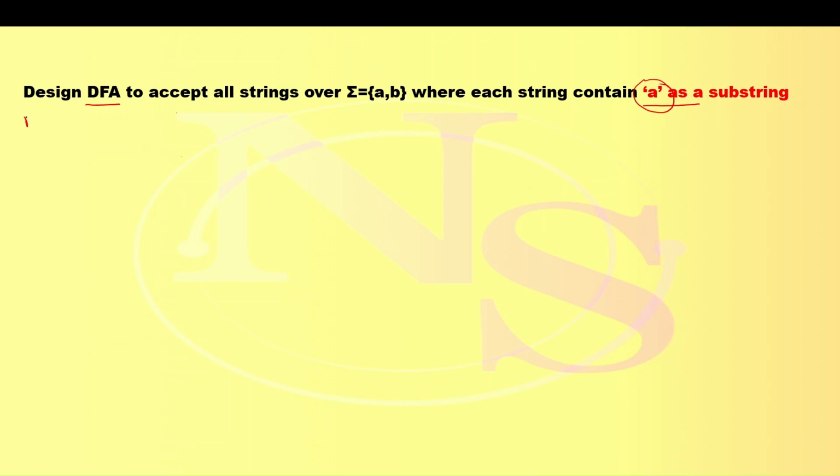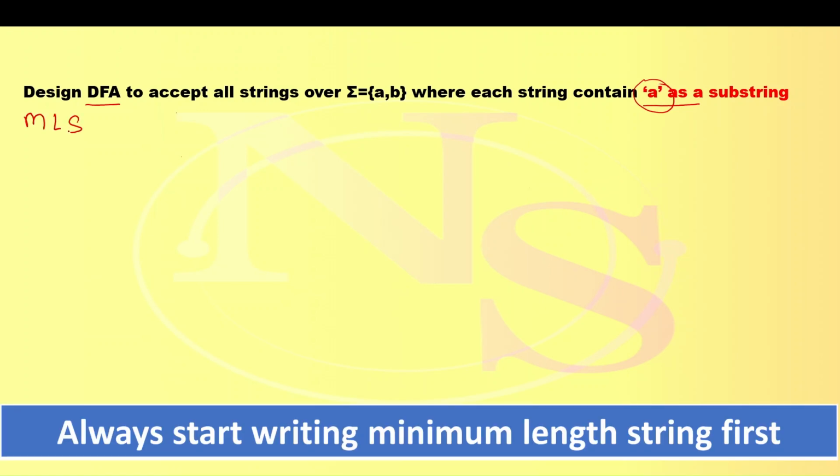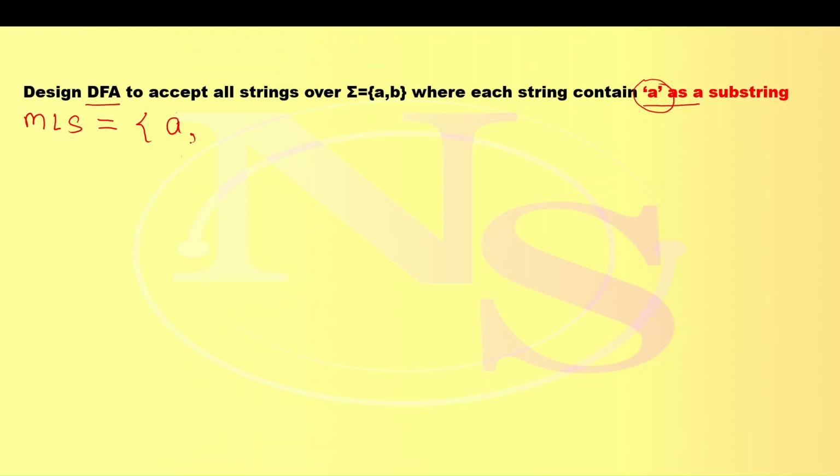So based on the condition, try to write the minimum length string. Here, as per the condition, A should be the first minimum length string, as A is present there as a substring. Or we can say after this A any symbol can come. If B is coming, it's okay, it's valid because A is present. Or it may happen that before A, B's can come, still it's valid because A is present. A single B can come or multiple B's can come. So all of these are valid strings.